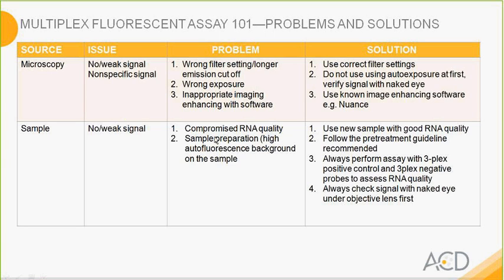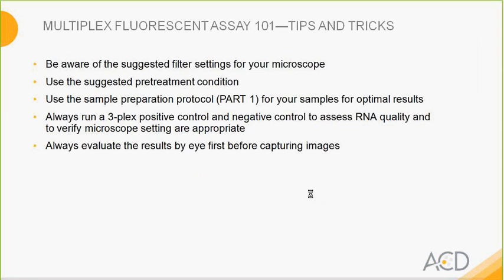Also, if your sample preparation is producing high autofluorescence, you may want to revisit the recommended protocols for sample preparation. You can also consider performing pretreatment optimization for your samples when you see no or weak signal. We recommend that you always perform positive and negative controls to assess RNA quality, and also always trust your eyes first when you check for the signal before you use the microscope, so you can capture what you're seeing.